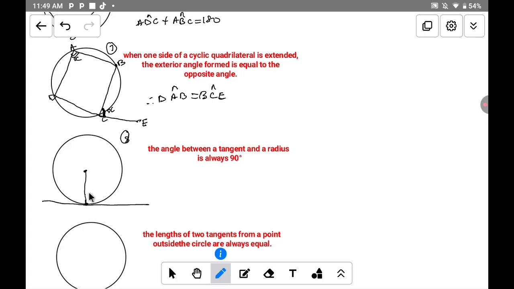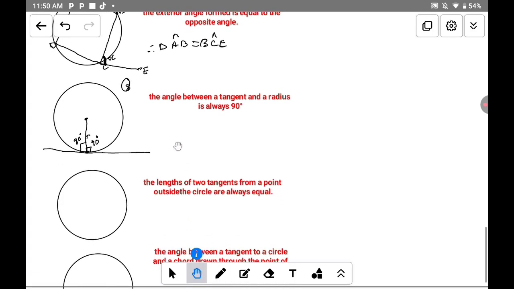So this is a radius. Now, the angle that forms between this tangent and this radius is always 90 degrees. The angle here is 90 degrees, and if you have the same thing here, the angle here is also 90 degrees. I hope that one is very clear. I will explain this further when we are treating more examples on it. So let's move to the next one.